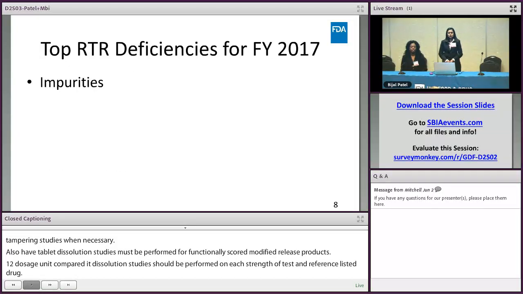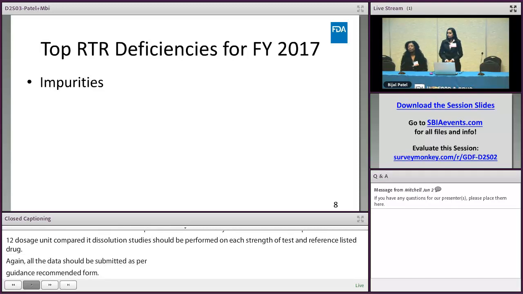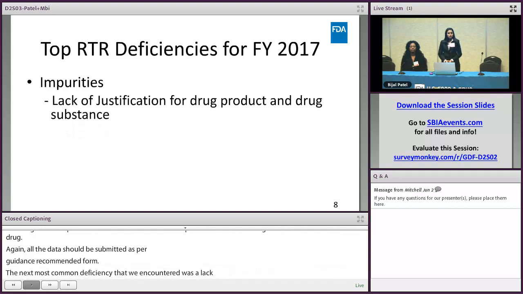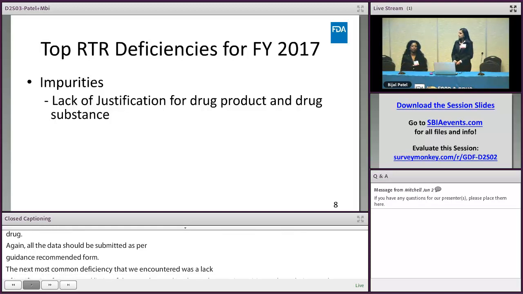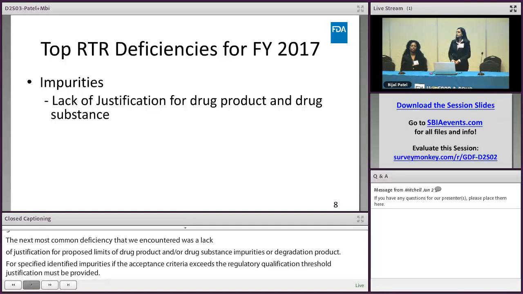The next most common deficiency that we encountered was lack of justification for proposed limits of drug product and/or drug substance impurities or degradation products. So for specified identified impurities, if the acceptance criteria exceed the regulatory qualification threshold, justification must be provided. Also, for specified unidentified impurities, if the acceptance criteria exceed the regulatory identification threshold, justification must be provided.